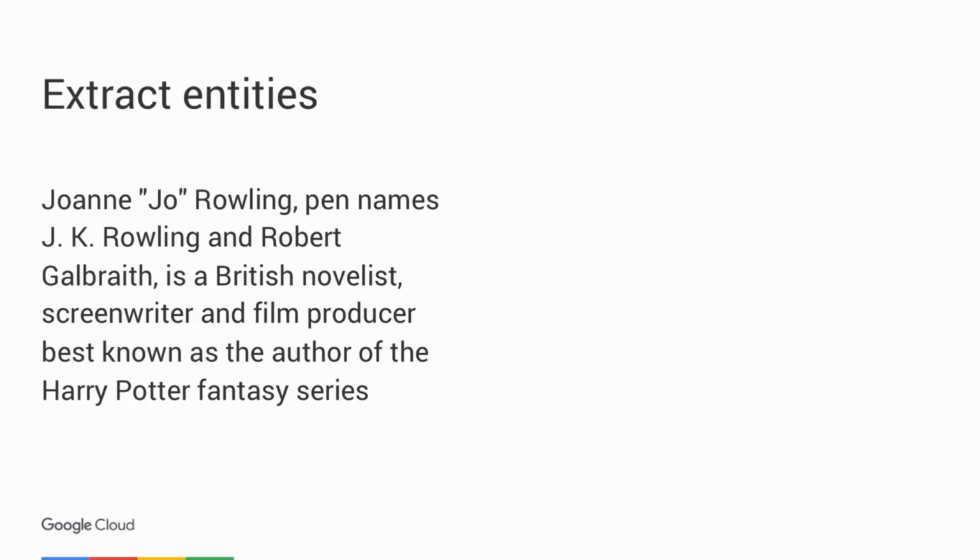Rowling, going along with the Harry Potter theme, and I wanted to see what entities it was able to extract from this sentence. So we got these 5 entities, and let's take a closer look at the JSON response for each of these entities. Notice that the first 3 are all mentions of J.K. Rowling. They're just different ways of referring to her. Robert Galbraith is a pen name she used for a different book series. So the API is able to normalize all of these to point to the same entity.